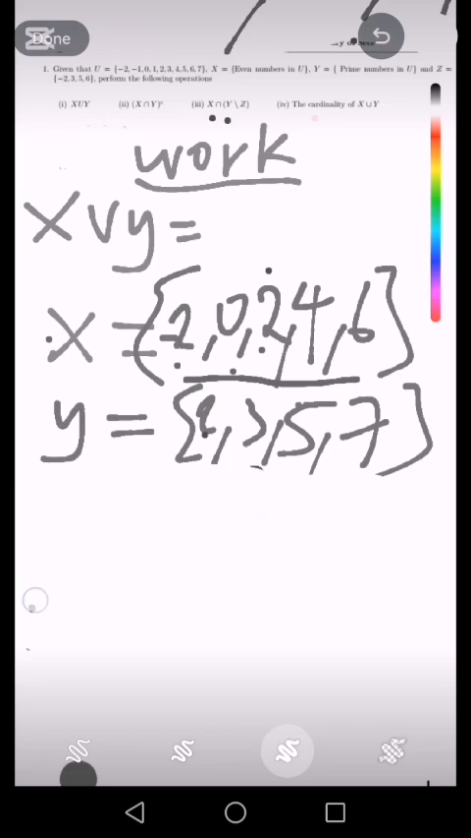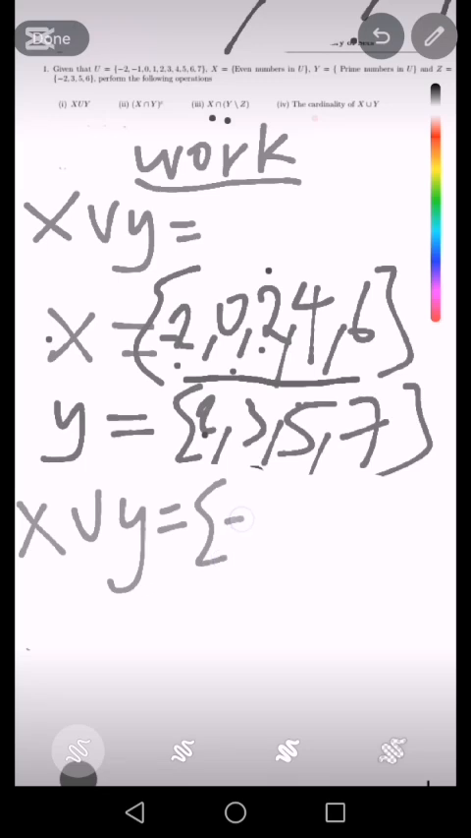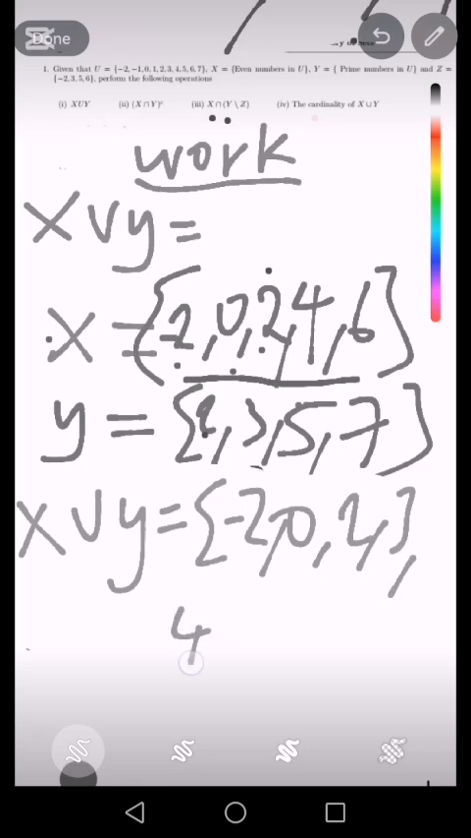We want the cardinality of x union y. So x union y is all these elements: -2, 0, 2, 3, 4, 5, 6, and 7. Now we count the elements.